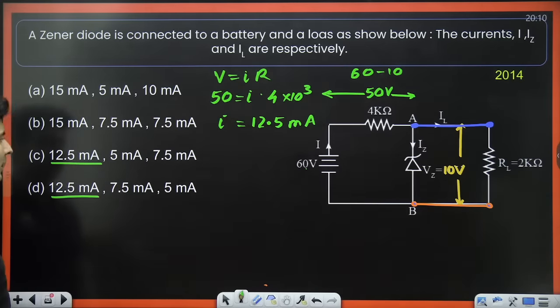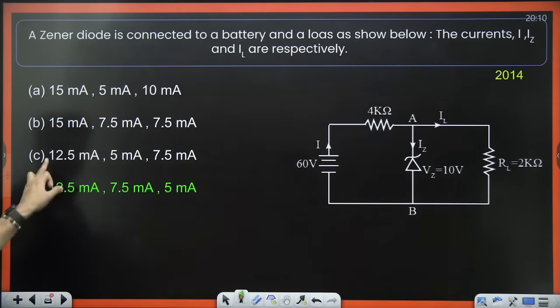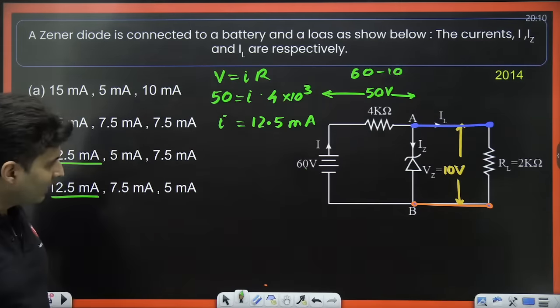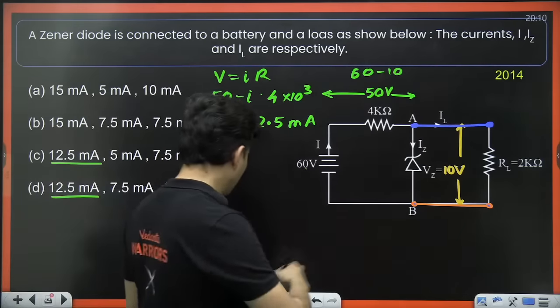So either it is this or it is this. Let's check it out. Yes, it is one of them only. Other two options got eliminated. At least 50-50 probability we got. Okay. Now, the next thing.